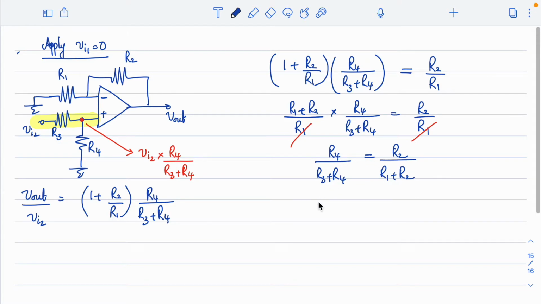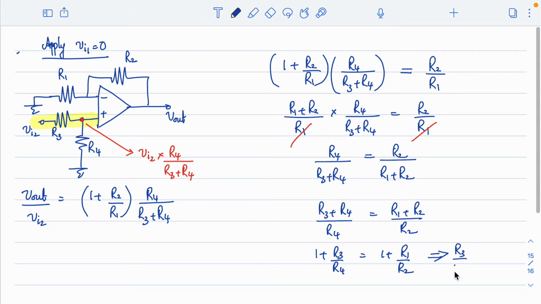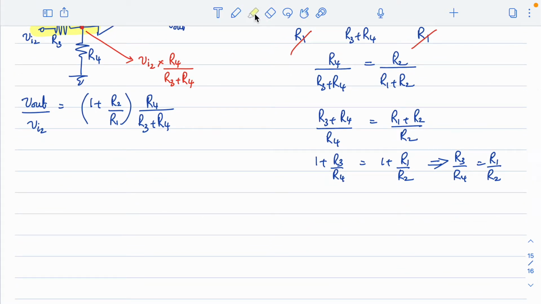Further you can simplify, or I'll just take the inverse of this. So R3 plus R4 divided by R4 is equal to R1 plus R2 divided by R2. Now if I split, I can write it as 1 plus R3 by R4 is equal to 1 plus R1 by R2. So the condition I need to force here is, if R3 by R4 is equal to R1 by R2, I can say that the non-inverting gain will be equal to R2 by R1. Is it clear? Or a little more clear?